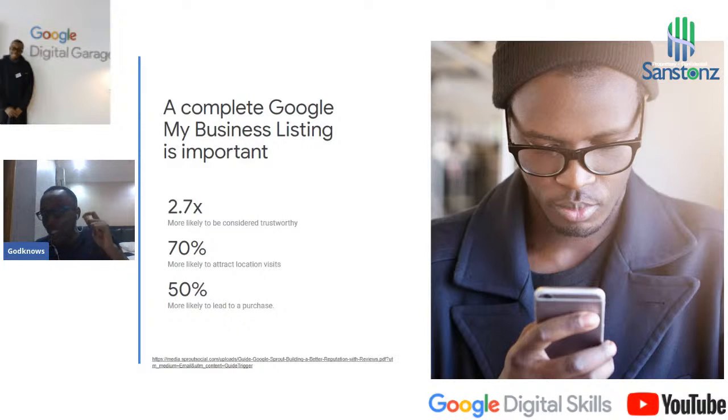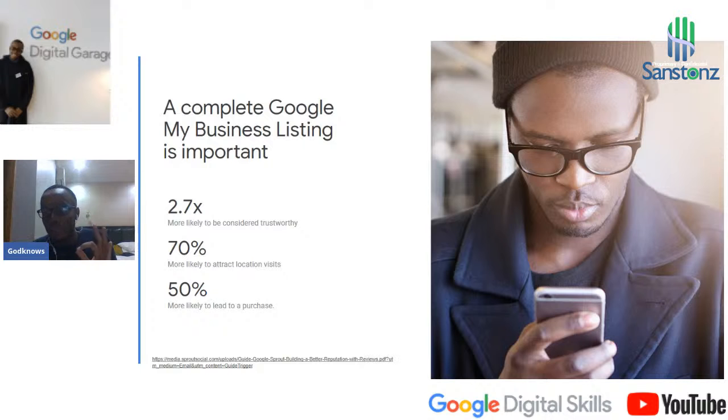Remember the location drop on Google Map. Remember to put your precise and exact location. 70 is more than half. 70% more likely to attract location visits.